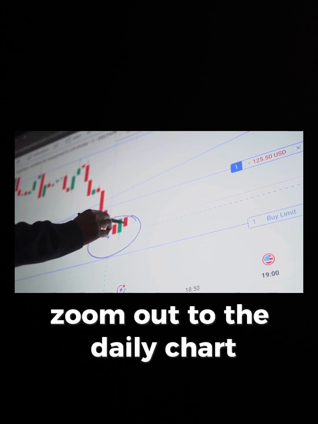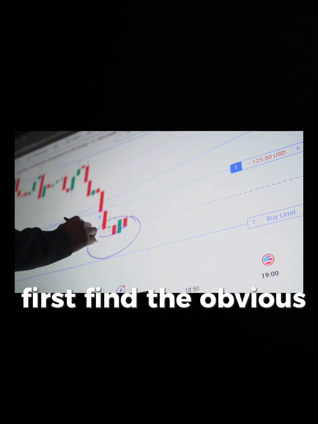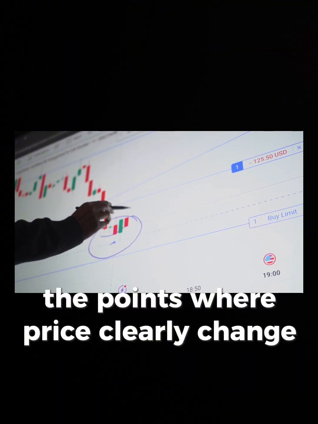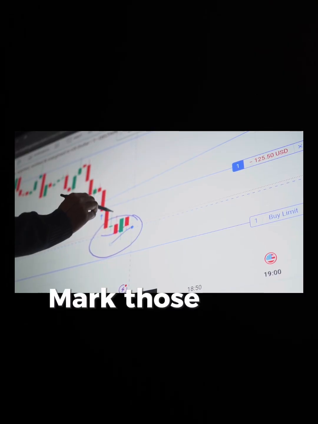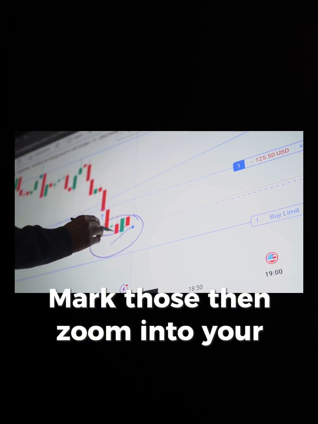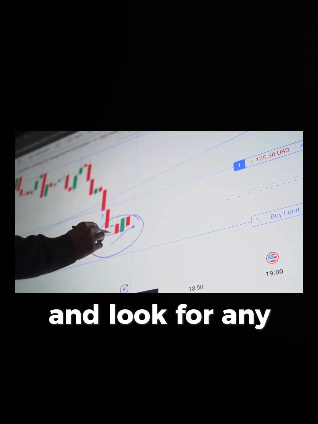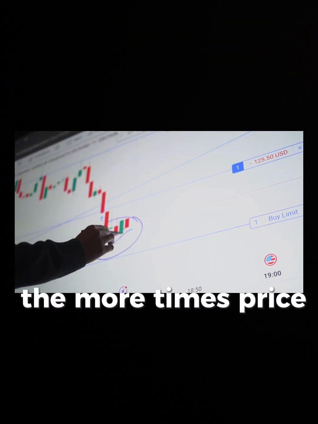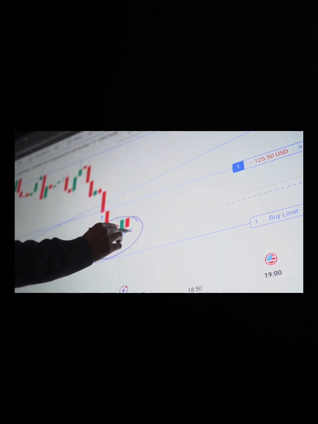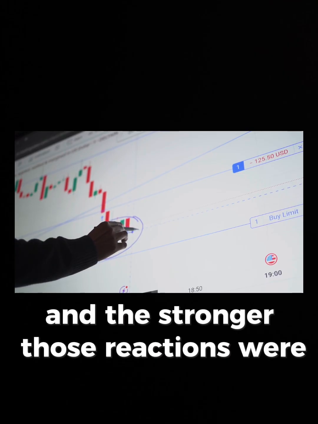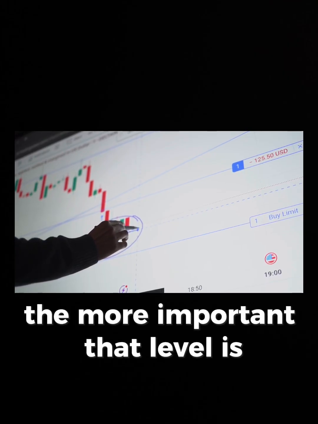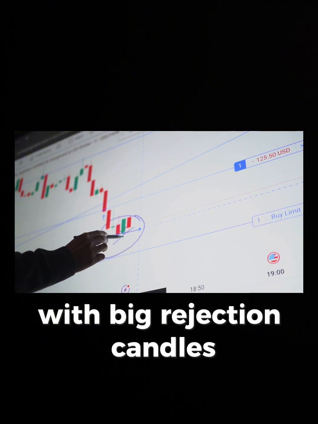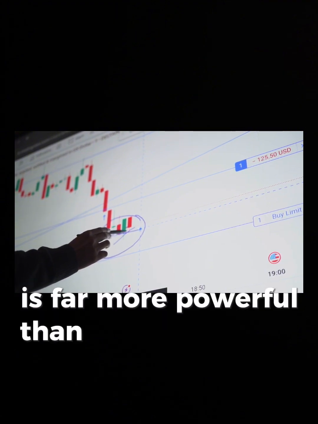Here's how I draw them. Zoom out to the daily chart first. Find the obvious swing highs and swing lows. The points where price clearly changed direction, mark those. Then zoom into your trading time frame and look for any additional levels that have been tested recently. The more times price has reacted to a level and the stronger those reactions were, the more important that level is. A level where price bounced 3 times with big rejection candles is far more powerful than one that barely held once.